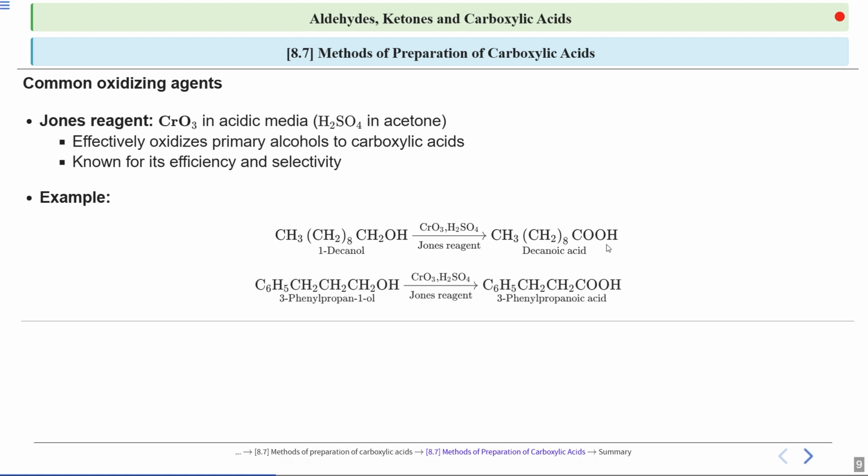And another example you can see is 3-phenylpropan-1-ol. When you're using Jones reagent, it is further oxidized to a carboxylic acid, which is 3-phenylpropanoic acid. Because if we do the numbering, 1, 2, 3, on the third carbon we have a phenyl group attached. So this is 3-phenylpropanoic acid.